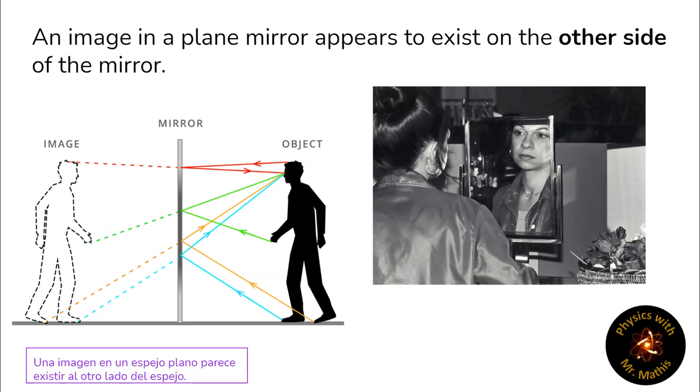When you look in a plane mirror, the image you see looks like it's on the other side of the mirror. That's because your eye is seeing light reflected off the mirror from different angles, and your brain reconstructs it into an image based on the angles the light is coming from.